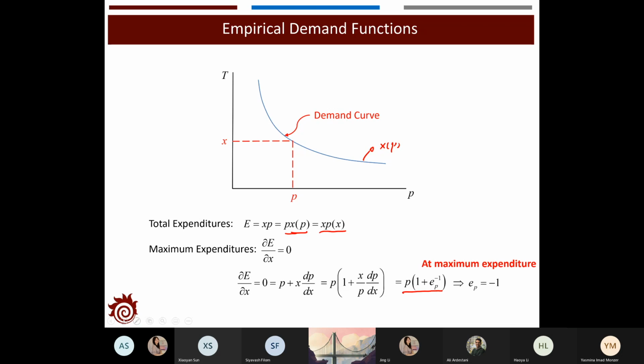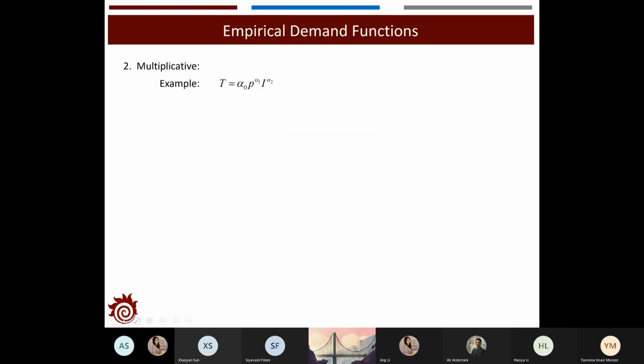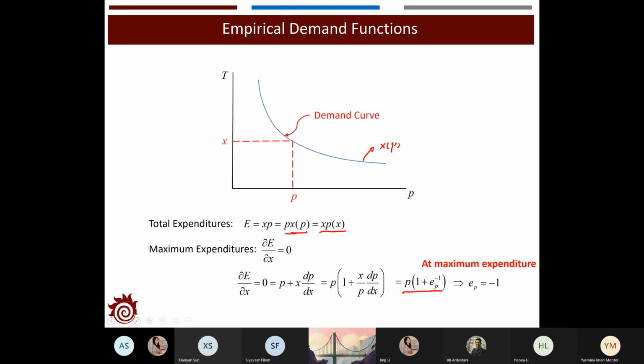At the maximum expenditure, you can quickly find that p' times E_p should be minus 1. In that sense, you will get the value of partial E over partial x to be 0. And this actually applies for all general situations, not only for the linear function, but for all kinds of demand functions.